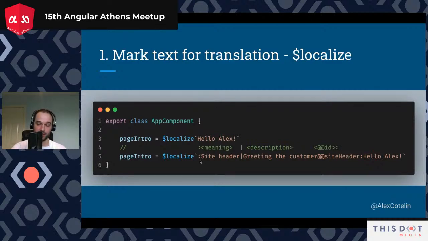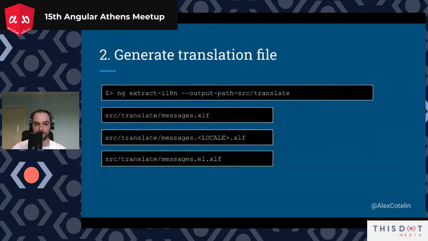If you do have a string that contains a colon, then you can escape it as well. So after we go through all the app, we mark all our strings for translation. Then we need to generate that translation file. And the way to do that, we run ng extract-i18n, we give it the path, and it will generate a file like this called messages.xlf.